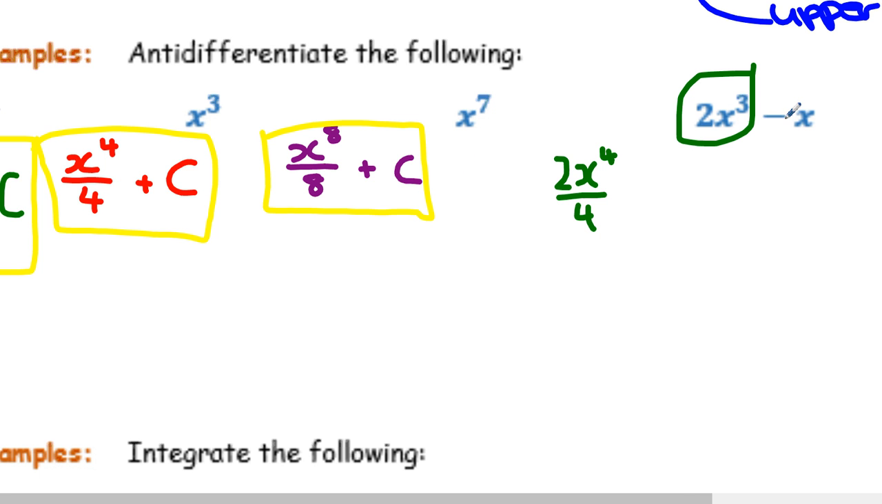So the original one is just x1 here, so minus. What will be the new exponent? What will be the new exponent on this one? 2, good. So I should put it over 2.